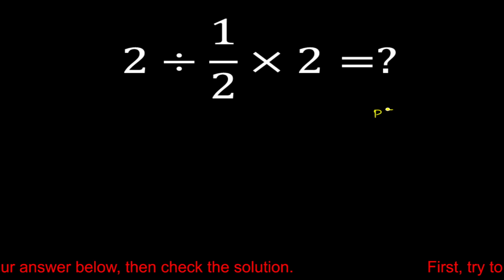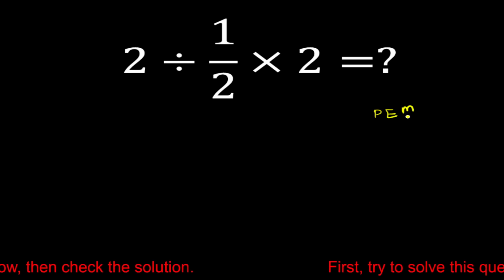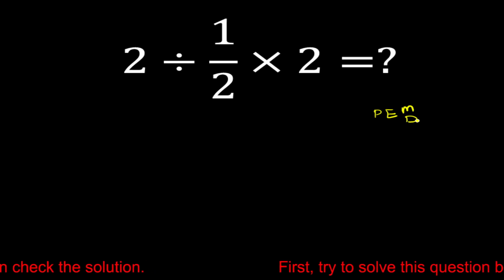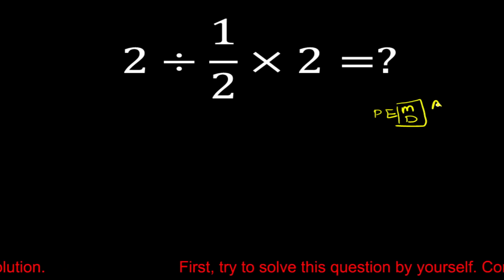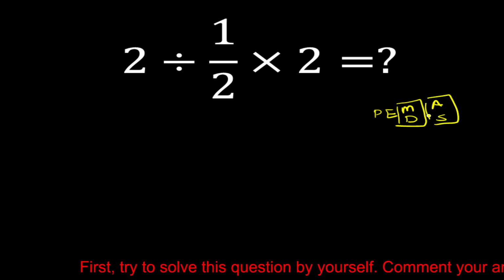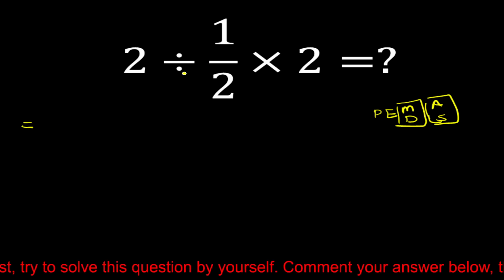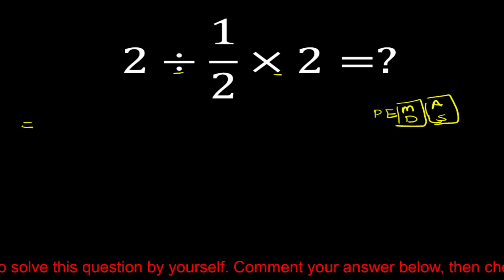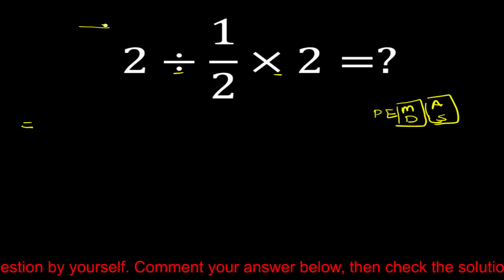PEMDAS means P means first priority is parenthesis, E means second priority is exponent, M means multiplication, and D means division. Both have equal priority. Okay. A means addition and S means subtraction. Also both have equal priority. Okay. So here is one division and here is one multiplication. Both have equal priority. Therefore, we have to solve it from left to right.